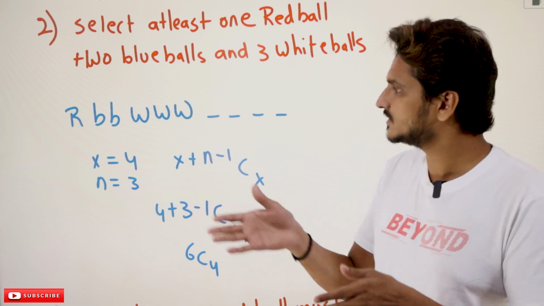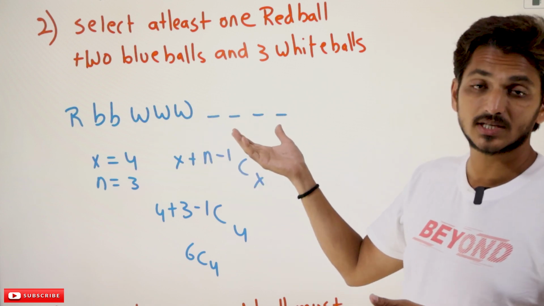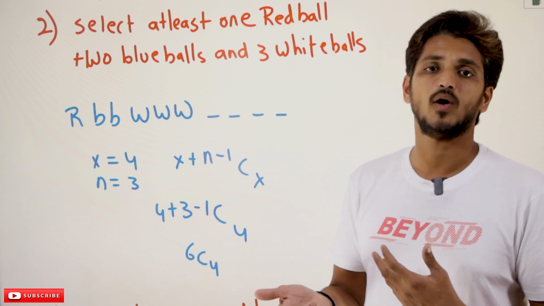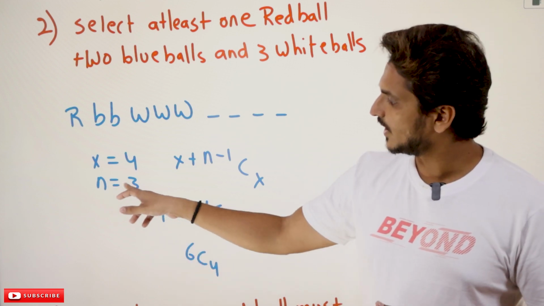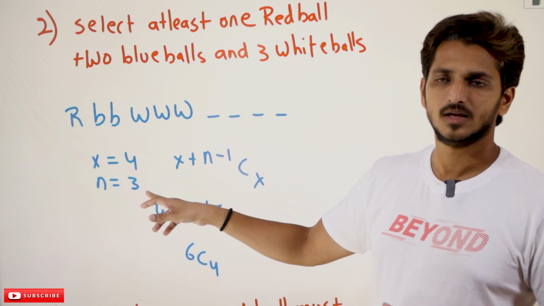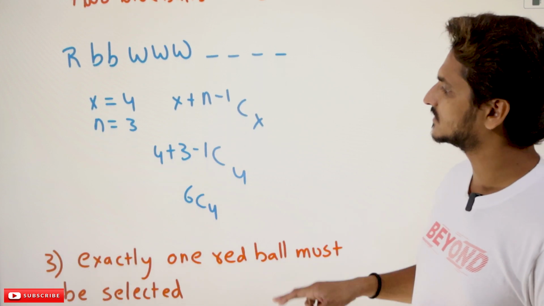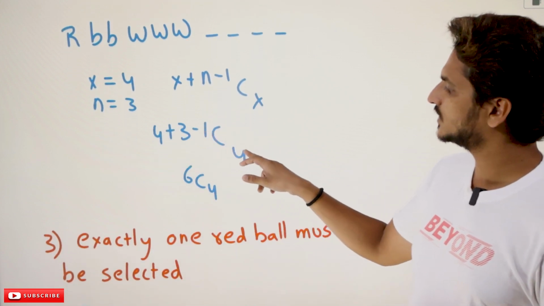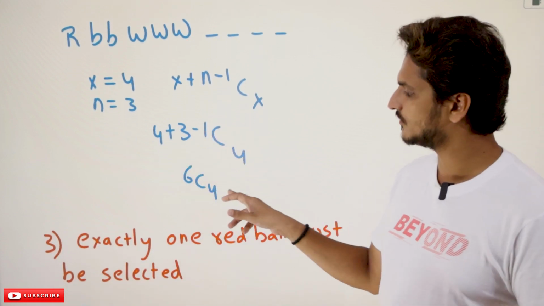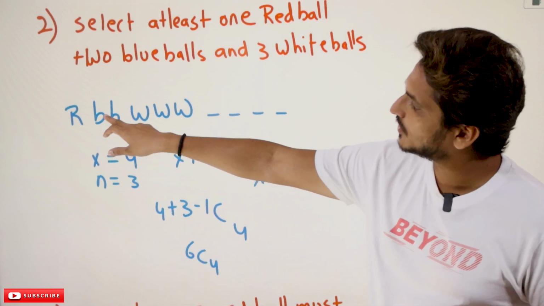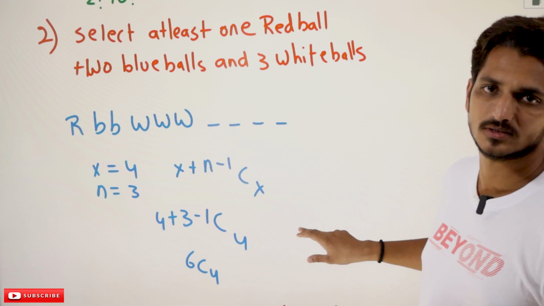At least here means the remaining 4 selections can be, you can take again red ball, you can take blue ball, you can take white ball. So our n value is 3. So total number of selections are 4. x plus n minus 1 c x. 4 plus 3 minus 1 c 4, which is 6c4. This is the output for selecting at least 1 red ball, 2 blue balls and 3 white balls.